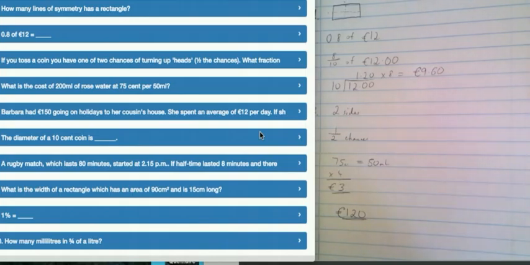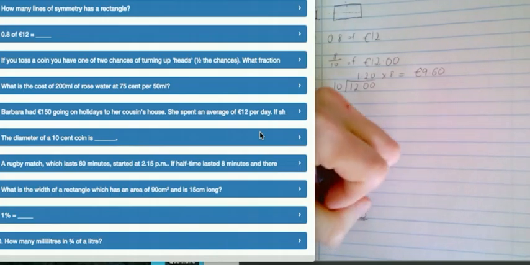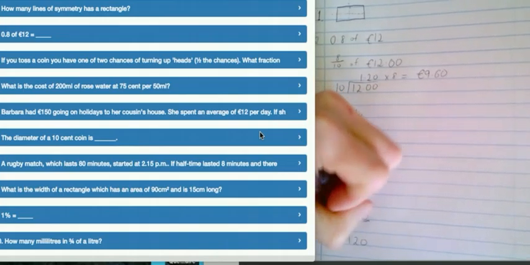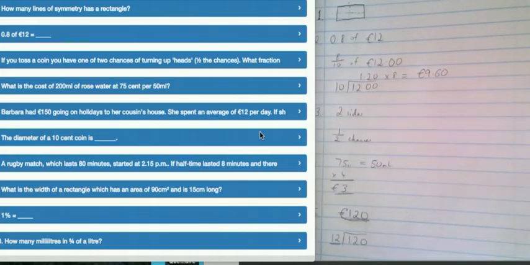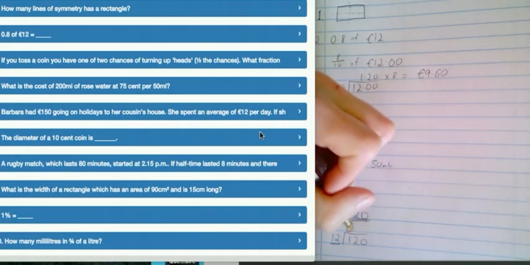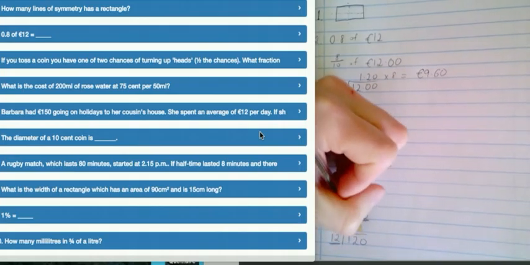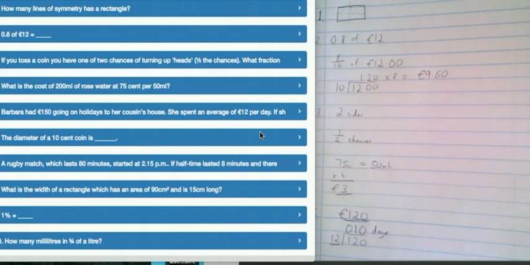Now, she spent an average of €12 per day. Okay, so we divide €120 by 12, and that'll work out how many days she spent on the holiday. Well, 12 doesn't fit into 1. 12 into 12 goes once. 12 into 0 doesn't go. So she spent 10 days on her holiday and spent an average of €12 per day.